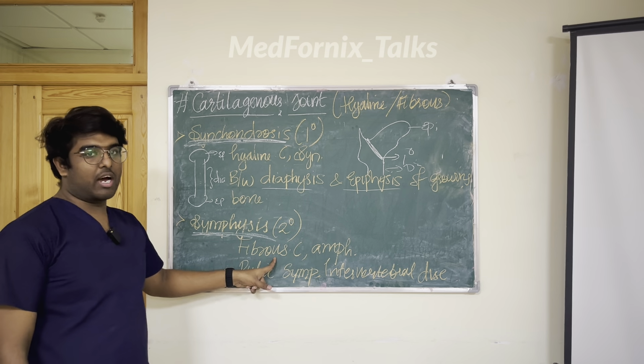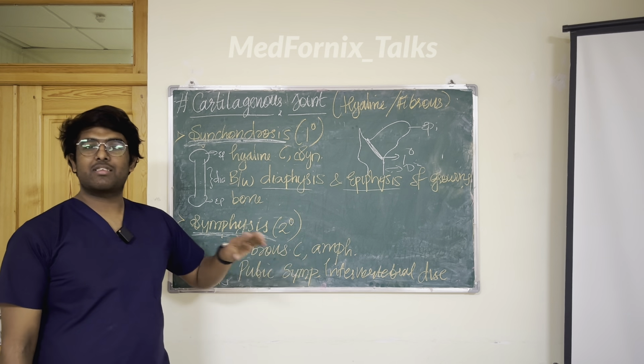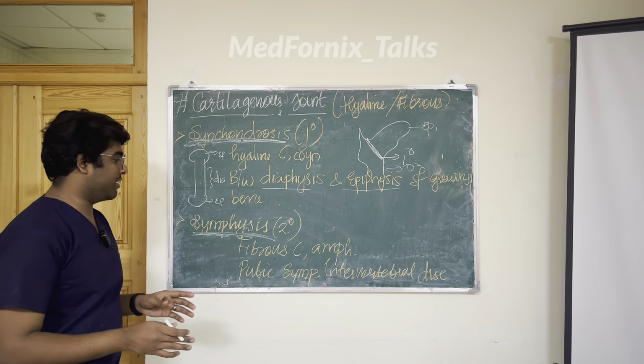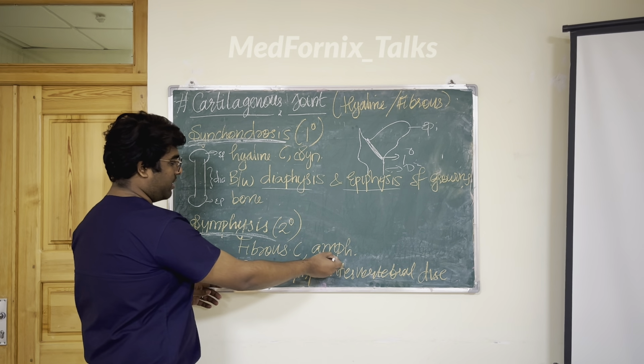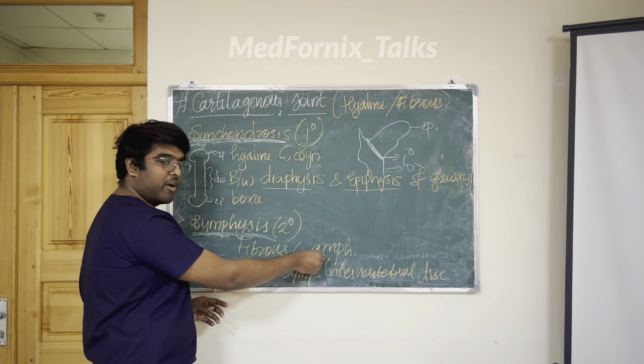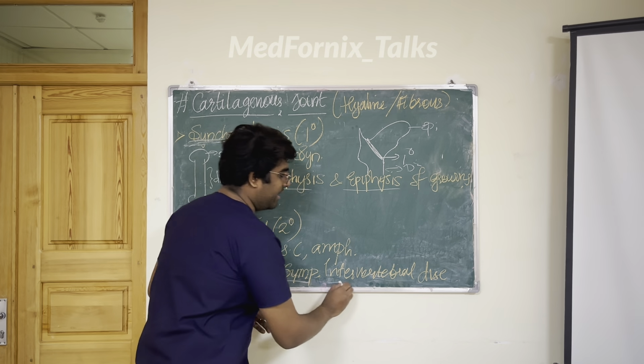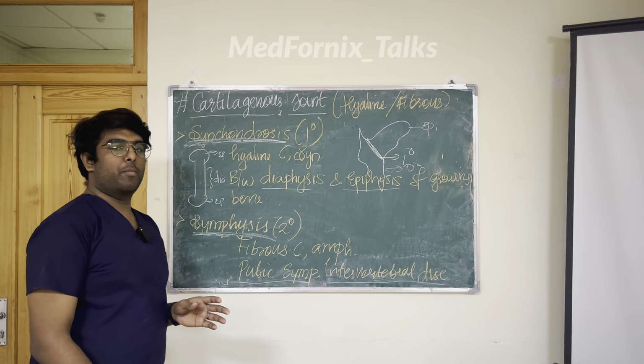These are fibrocartilaginous joints. They will be slightly movable. They can be moved to an extent or they can stretch. So these slightly movable joints are known as amphiarthrosis, and examples are pubic symphysis and intervertebral disc. You know that's pubic symphysis, right?